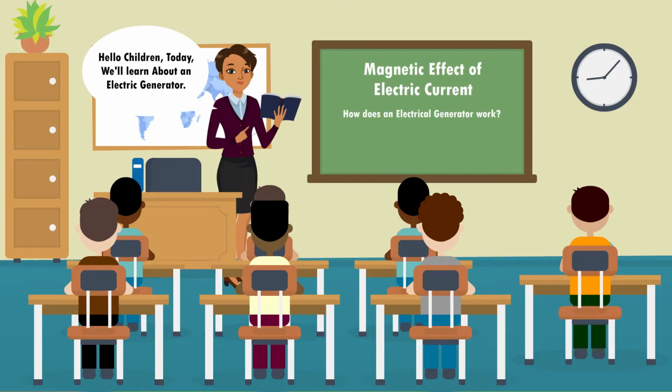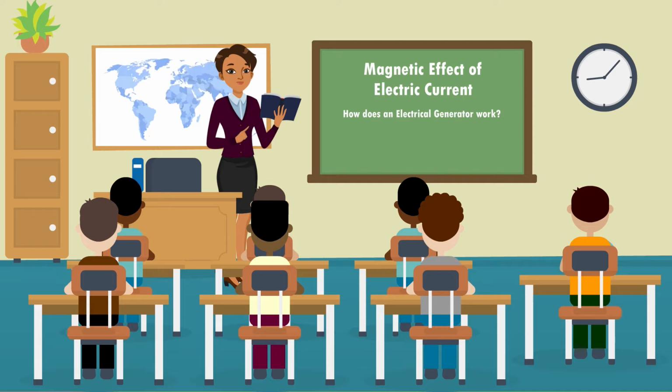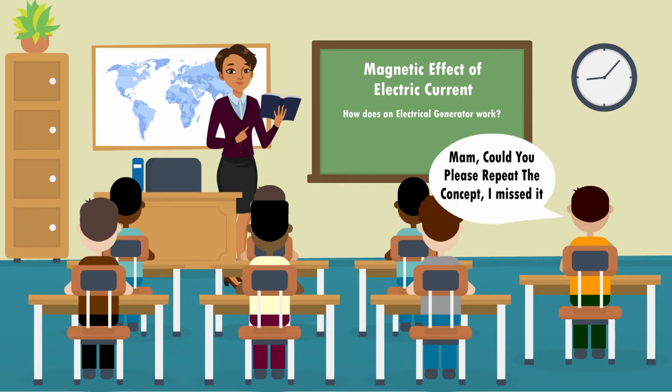Hello children, today we'll learn about an electric generator. An electric generator is a device that converts mechanical energy obtained from an external source into electrical energy as the output. Remember this.